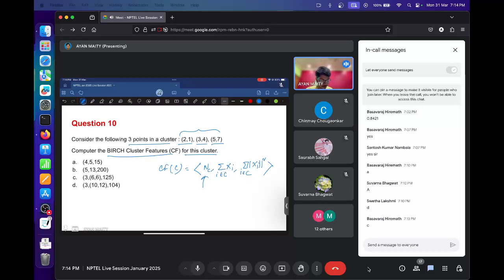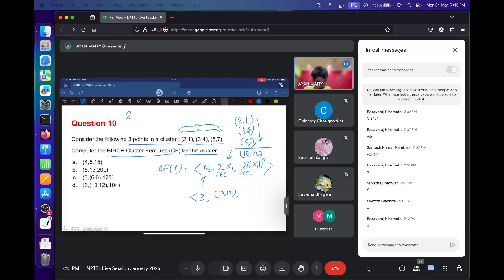So NC, which is the number of points in that cluster. There are 3 points in this cluster, so this first component would be 3. Second component is the vector sum of all the points belonging to that cluster. So the vector sum, there are (2, 1), (3, 4), (5, 7). These are the 3 points. So vector sum would simply be component-wise sum. So the x component of the sum would be 10 and the y component of the sum would be 12. So the vector sum of the 3 points is (10, 12).